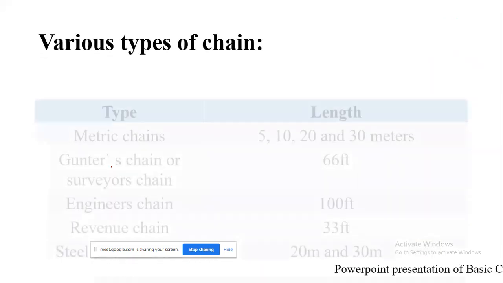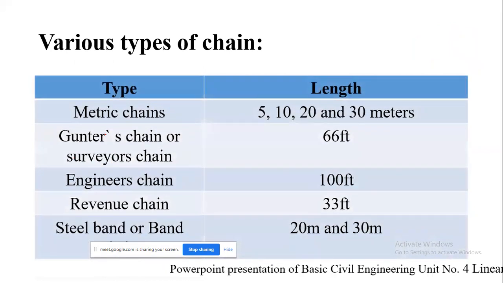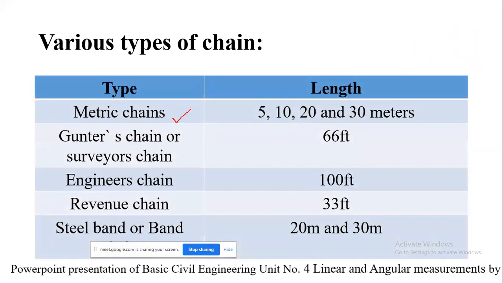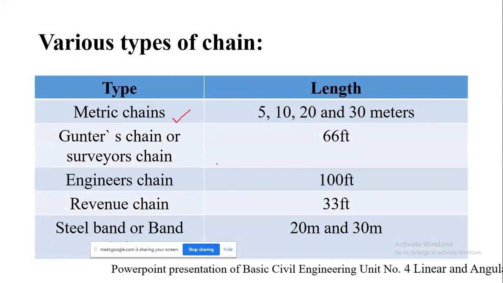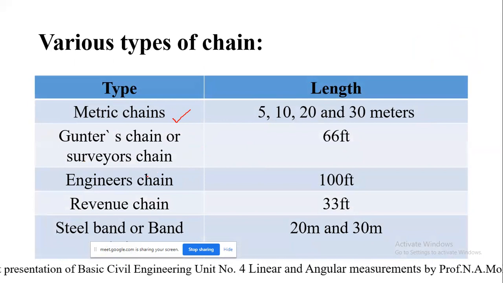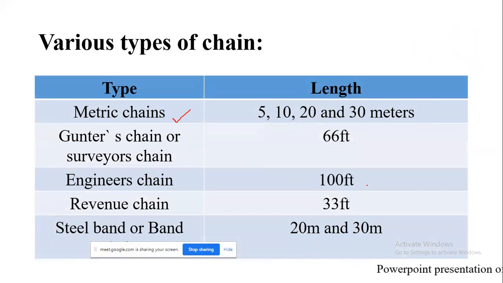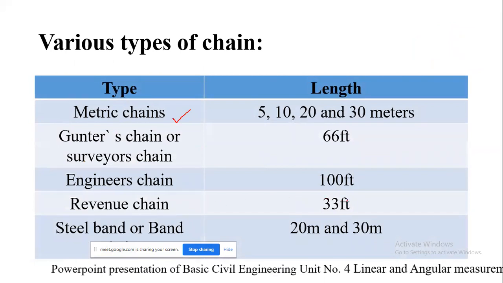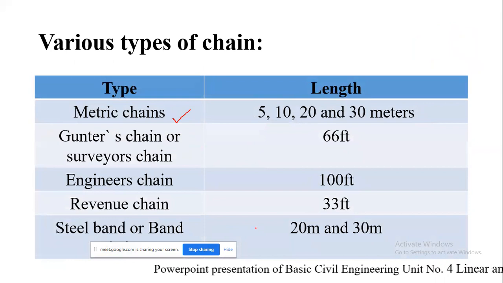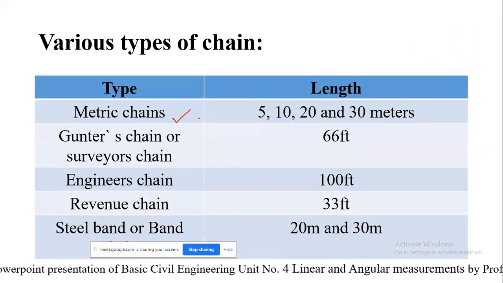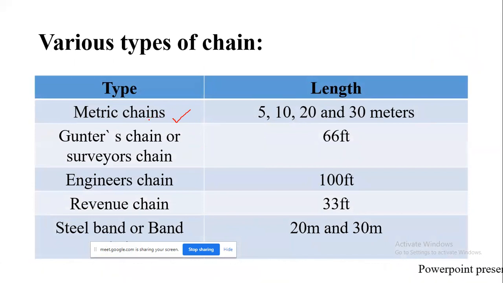There are various types of chains available in the market. The first one is the metric chain, which is available in 5, 10, 20, and 30 meter lengths. The next one is the Gunter's chain, also called the surveyor's chain, which has a length of 66 feet. The engineer's chain has a length of 100 feet. The revenue chain has a length of 33 feet. The steel band, or simply band, has a length of 20 meters and 30 meters. But practically, we are going to make use of the metric chain for the practical work.